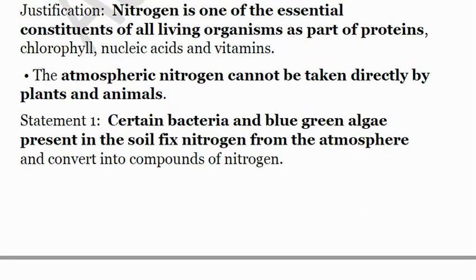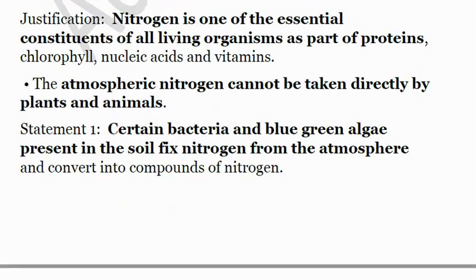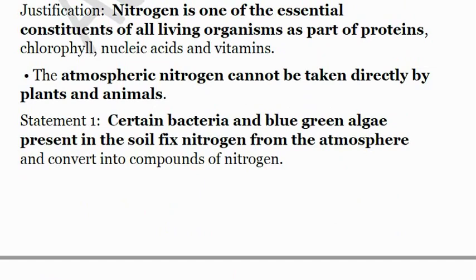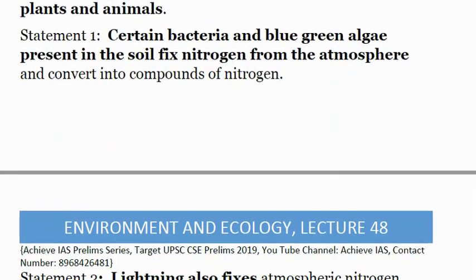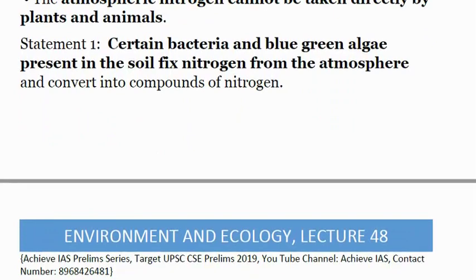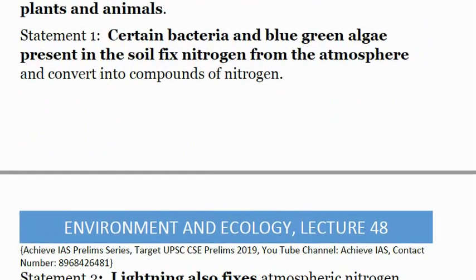Nitrogen is one of the essential components, and atmospheric nitrogen cannot be taken directly by plants and animals. There are certain bacteria and blue-green algae that fix this atmospheric nitrogen so that it can be picked up by the plant roots. The plant roots then uptake this nitrogen, it is transferred into the plants, and it gets converted into different nutrients.